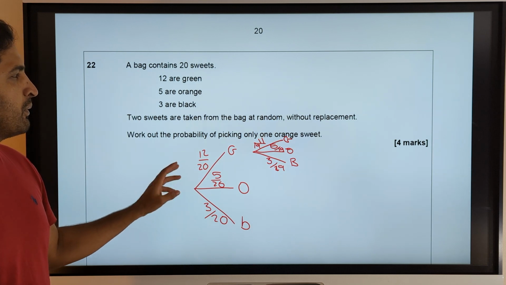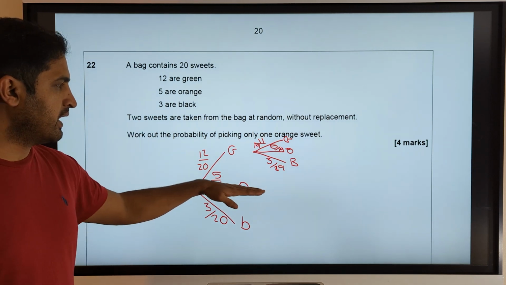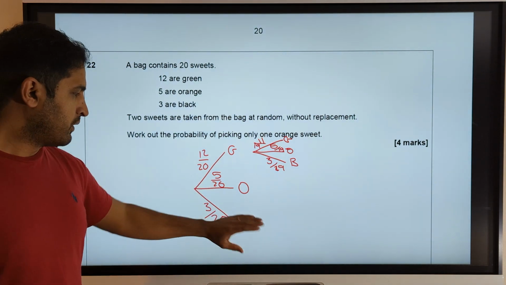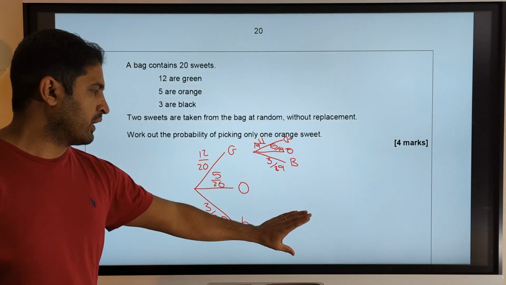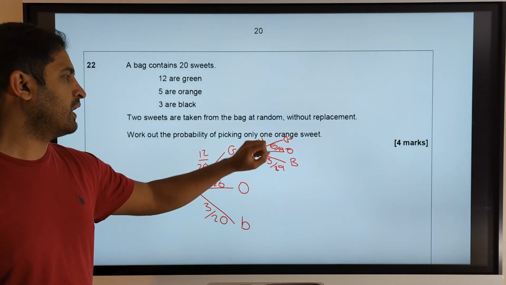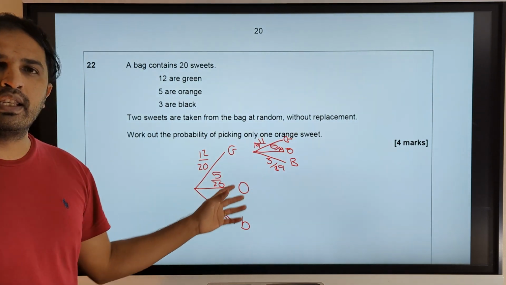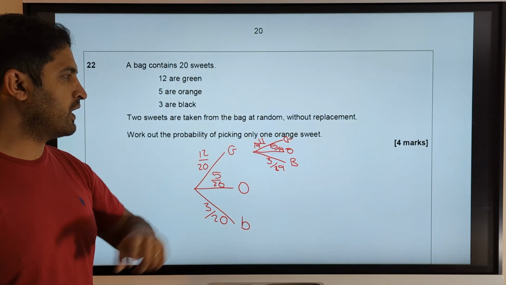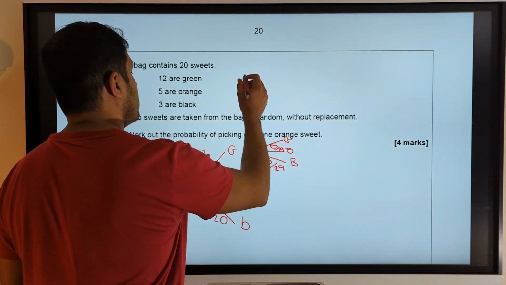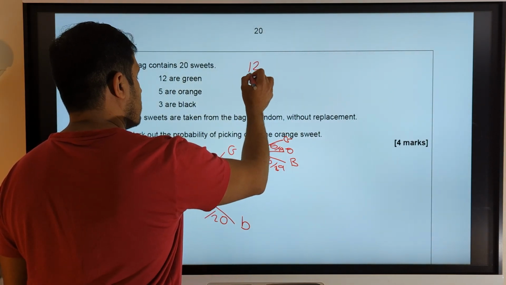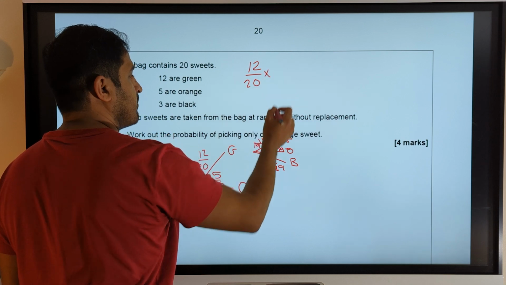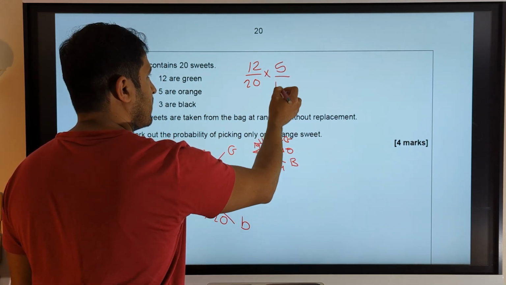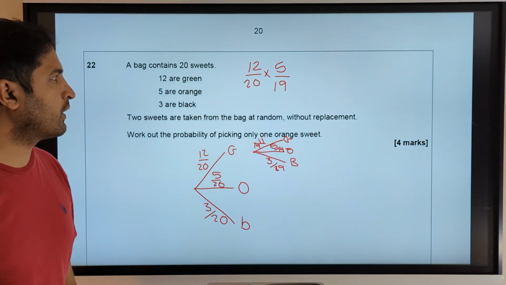When you do that, the probability of picking 1 orange would be this multiplied by these 3 branches there, or that multiplied by the probability of 1 orange there, or the probability of 1 orange there multiplied by that. So there are 3 different ways you could have got that. So work out the probability of picking only 1 orange sweet. We could pick 1 orange sweet by doing green in the first go, which is 12 out of 20, and multiply by orange in the second go, 5 out of 19. So that's one way of picking 1 orange sweet.